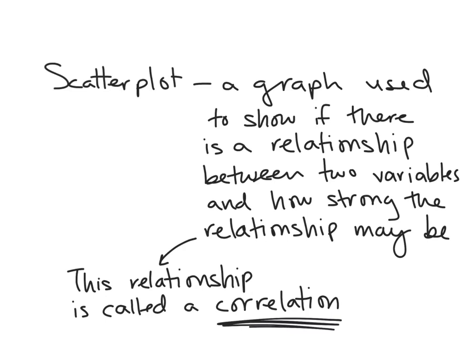Today we're going to be starting a new unit. It's going to be all about scatter plots. So I'm going to start with some of the basics on a scatter plot. A scatter plot is a graph used to show if there's a relationship between two variables, and it lets us know how strong the relationship may be. This relationship is called a correlation. So we're going to be working a lot with this word correlation.